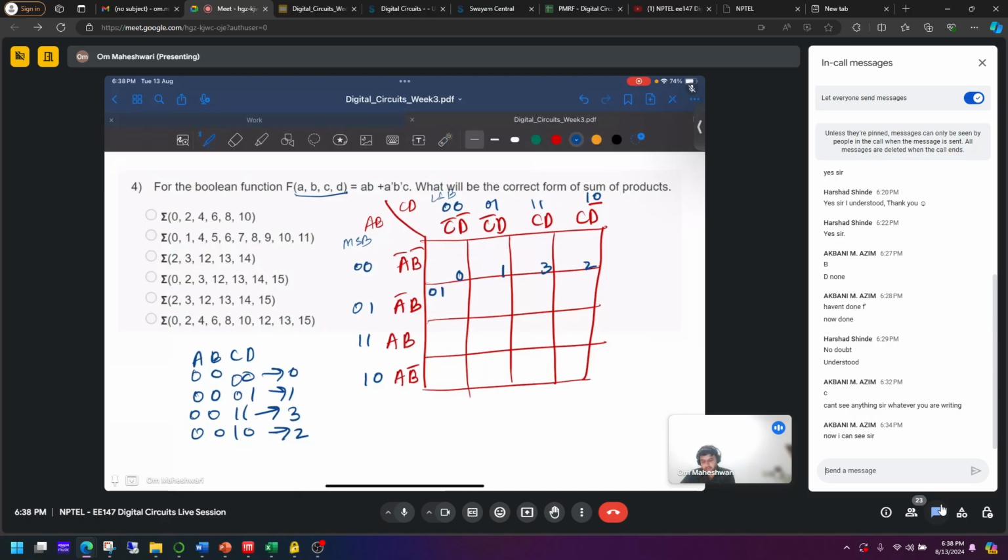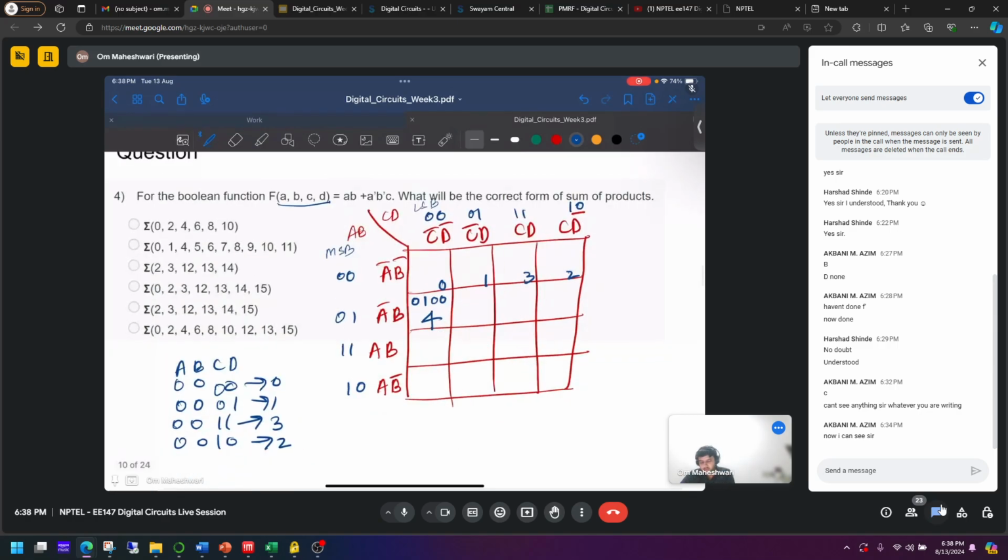This is 0, 1, 0, 0, which is 4, right? Then you have 0, 1, 0, 1, this is 5. 0, 1, 1, 1 is 7. 0, 1, 1, 0 is 6. 1, 1, 0, 0 is 12. 1, 1, 0, 1 is 13. 1, 1, 1, 1 is 15. 1, 1, 1, 0 is 14. 1, 0, 0, 0 is 8. 1, 0, 0, 1 is 9. 1, 0, 1, 1 is 11. 1, 0, 1, 0 is 10.